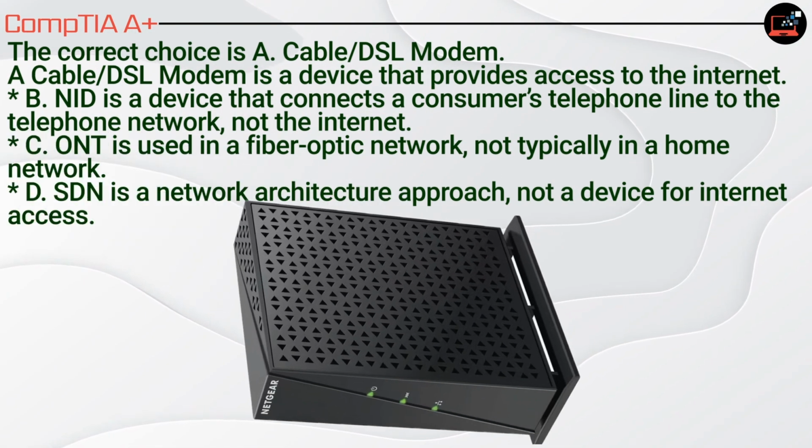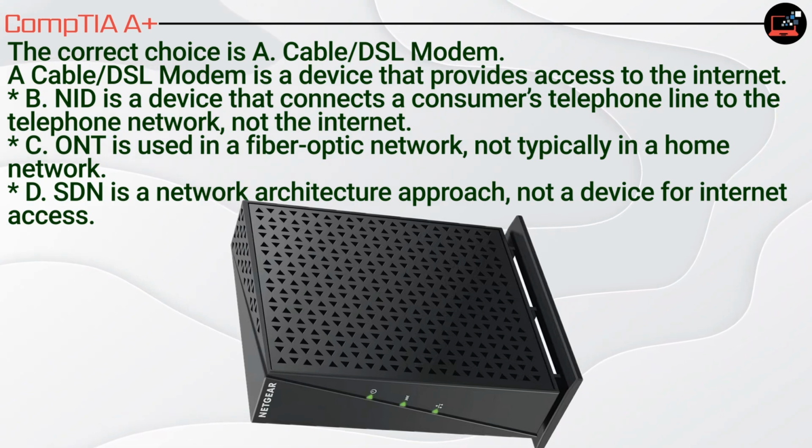The correct choice is A. Cable DSL modem. A cable DSL modem is a device that provides access to the internet. B, NID is a device that connects a consumer's telephone line to the telephone network, not the internet. C, ONT is used in a fiber optic network, not typically in a home network. D, SDN is a network architecture approach, not a device for internet access.